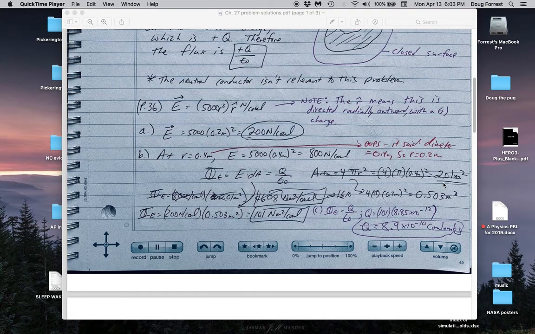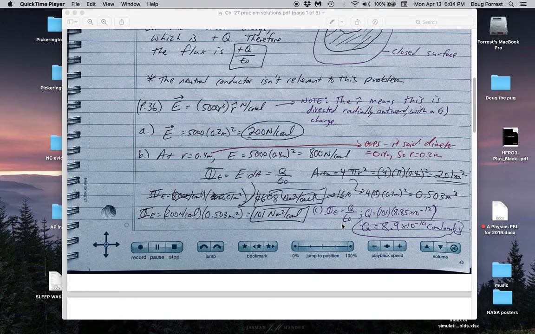Initially I got an area 4 times bigger than it was supposed to be. So that's annoying. To get the surface area, 4 pi r squared is the surface area of a sphere, which is 0.503 square meters. So in this case then, to get the flux, it's charge over vacuum permittivity, Q divided by epsilon sub 0, would be this. So if I want to find the charge enclosed, it's flux multiplied by epsilon sub 0.